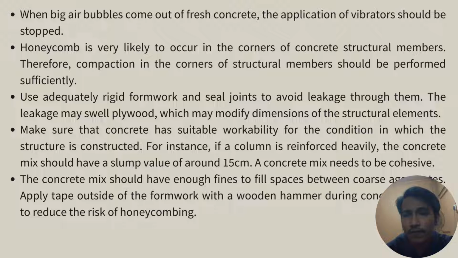Use adequately rigid formwork and seal joints to avoid leakage through them. The leakage may swell plywood, which may modify the dimensions of the structural element. Make sure that concrete has suitable workability for the condition in which the structure is constructed. For instance, if a column is heavily reinforced, the concrete mix should have a slump value of around 15 cm. A concrete mix needs to be cohesive, and it should have enough fines to fill the space between coarse aggregate. Tap the outside of the formwork with a wooden hammer during concrete pouring to reduce the risk of honeycomb.